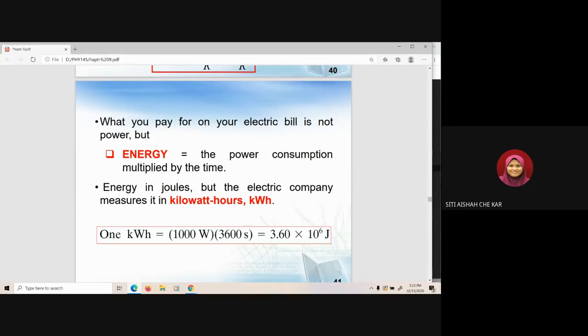Okay, so bila you bayar bill, actually bukan power, adalah energy: power consumption multiplied by the time. So bila you bayar bill sebenarnya bukan you bayar untuk P tu, tapi power times T lah, masa dia. Dan unit dia dalam kilowatt per hours. Kilowatt hours.